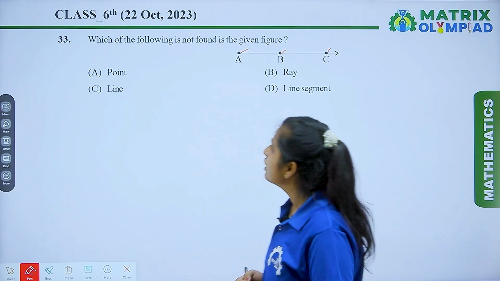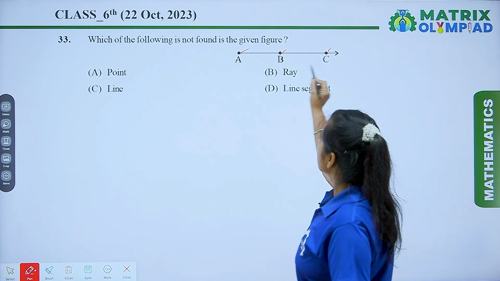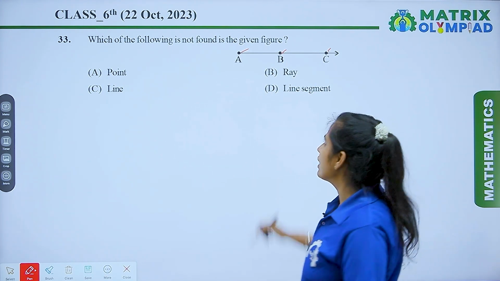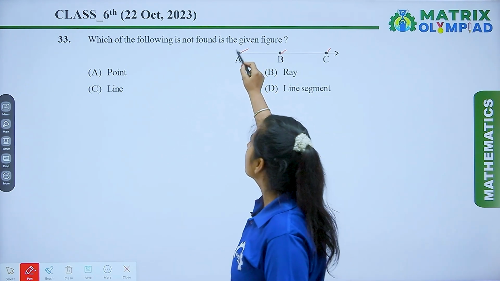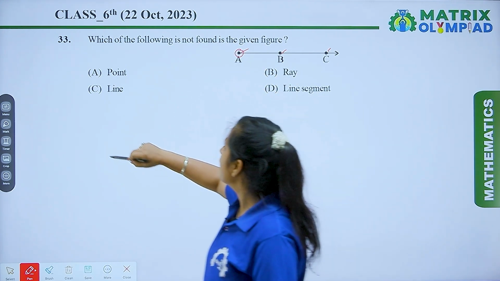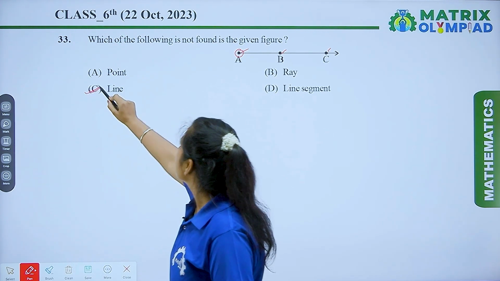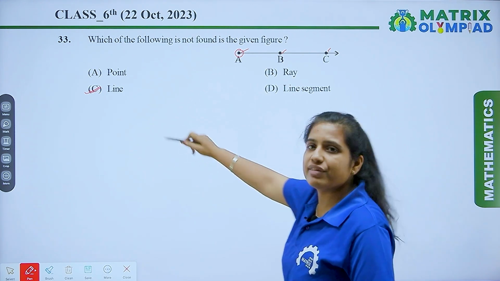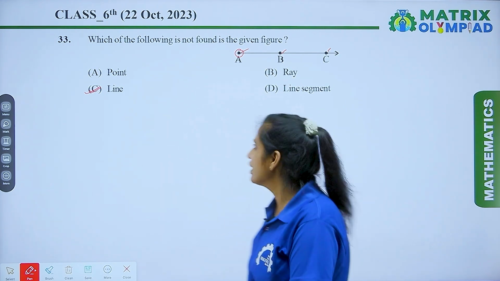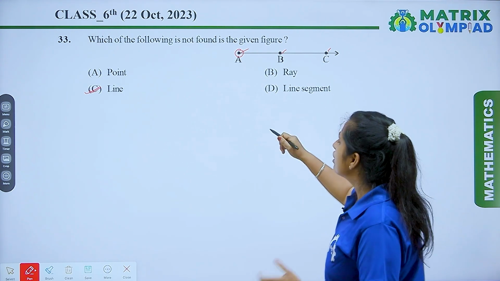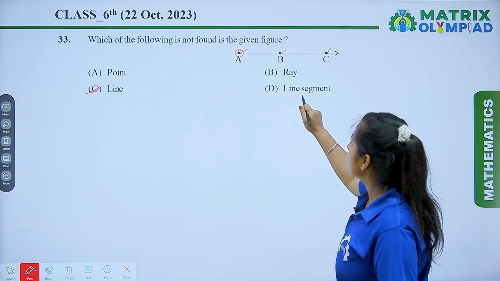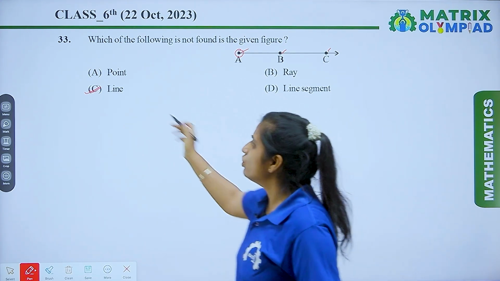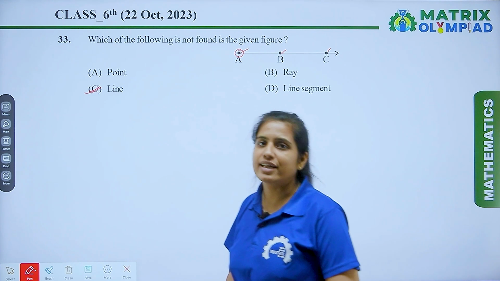Option C is line. We know that a line can be extended from both sides, but here we have a starting point. So we can say that option C cannot be found in this given figure. So according to the question, option C is the correct answer. Moving forward, option D is line segment. We can see a line segment also in this figure. So here option C is the correct answer.